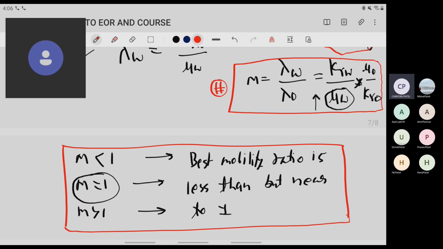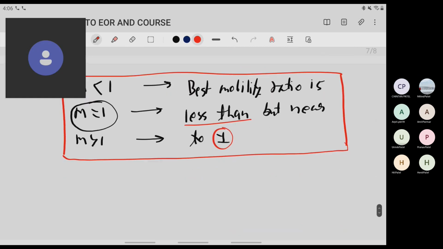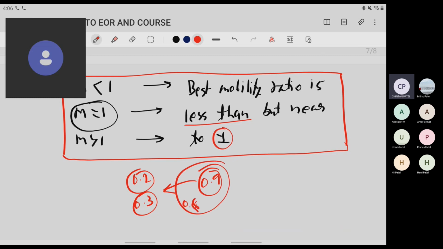What does it mean? Can you understand it properly? The best mobility ratio is less than 1 but near to 1. For example, it should not be 0.2, 0.3. 0.9 is better than these values, okay? But let's consider 0.8 and 0.9, then 0.8 can be the better one.